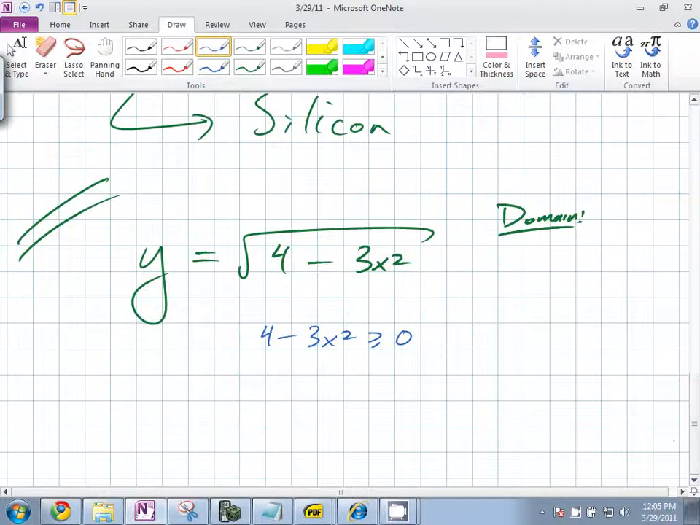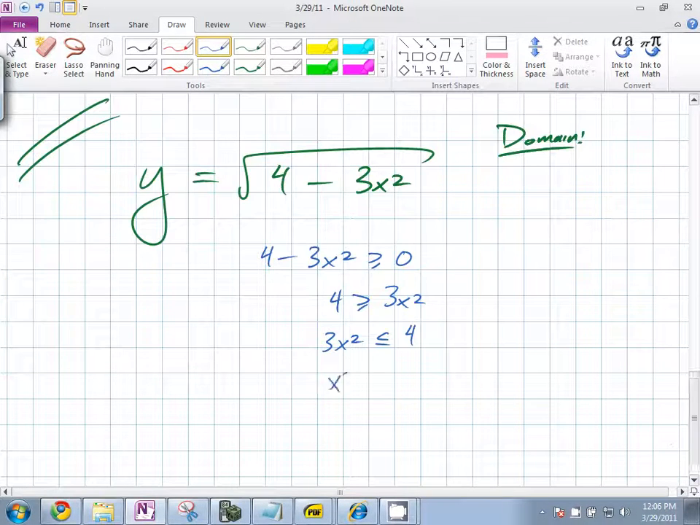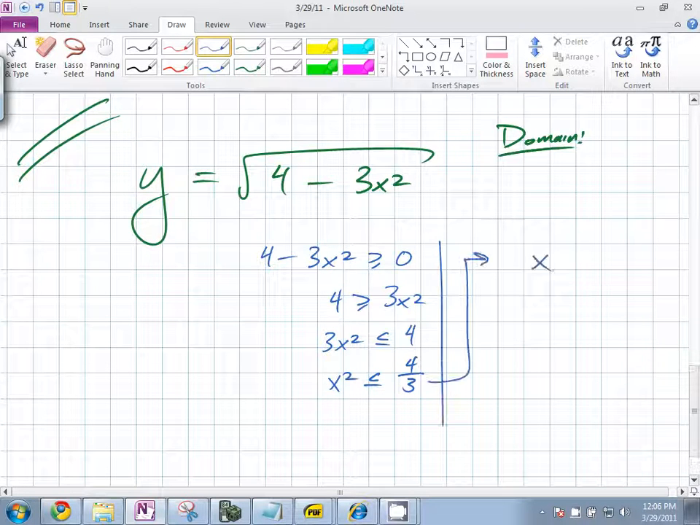That means that 4 has to be greater than or equal to 3x squared. So 3x squared has to be less than or equal to 4, so x squared has to be less than or equal to 4 over 3. This is where you need to be really careful. What might you do at this point? Square root it. You have to be very careful, because when you square root this, you do end up with x, and you end up with 2 over root 3 on the other side.